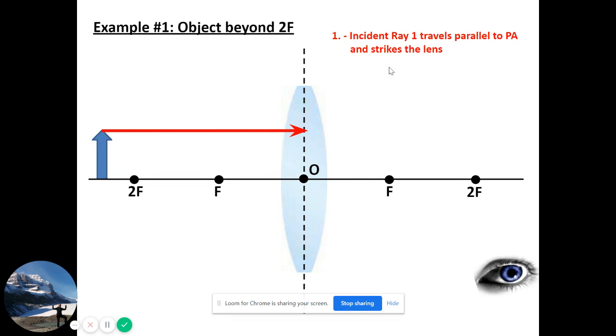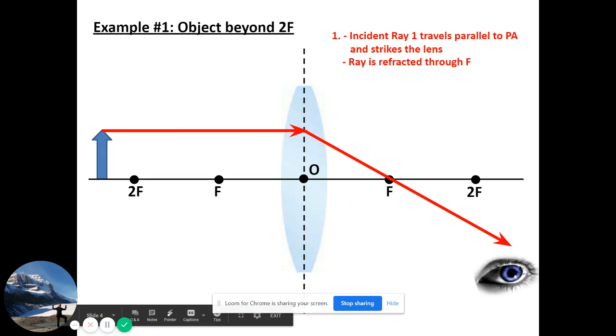Now, in this particular example, we're dealing with a converging lens. That's the shape of it. So what that means is that we're going to see this ray converge through F. So it's going to go inwards towards the principal axis. Okay, so right here, the ray is refracted through F, and then your eye is just what you see. So that's going to help us with the image that forms afterward.